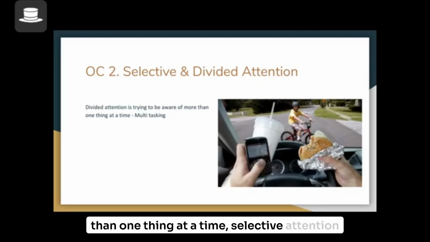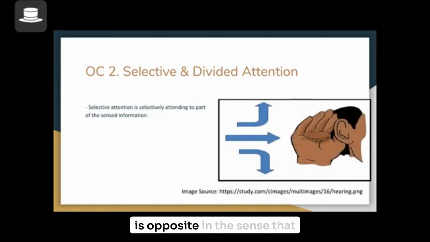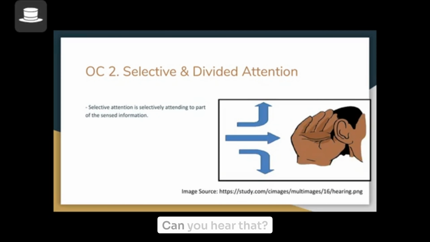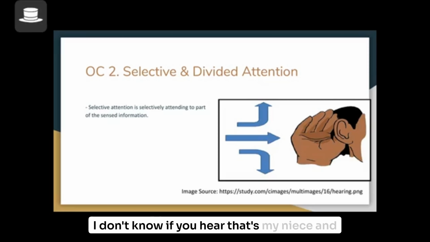If divided attention is dividing your resources or trying to be aware of more than one thing at a time, selective attention is the opposite, in the sense that you're selectively attending to one thing and ignoring the rest of the information. Now you're listening to me, right? But if you pay attention, you'll also hear other sounds in this particular environment. Can you hear that? I don't know if you hear it. That's my niece and my daughter. They're playing outside. If you heard that, you were trying to selectively attend to part of the information by deselecting the other.